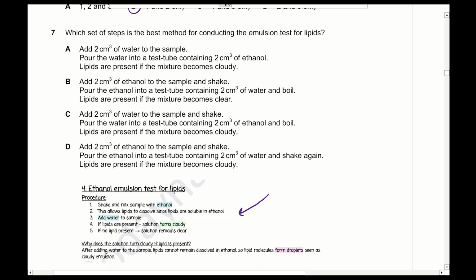And then we add water to the sample. The reason why we add water to the sample is because lipids cannot remain dissolved in water. So they form droplets as a cloudy emulsion, and that's where the theory behind the cloudy emulsion test comes from. Now step 4, if the lipids are present, the solution turns cloudy, and if no lipids are present, the solution remains clear. Therefore, the answer is going to be D, since we are adding ethanol and then pouring the ethanol into water to create the droplets, and then if lipids are present, the mixture becomes cloudy.